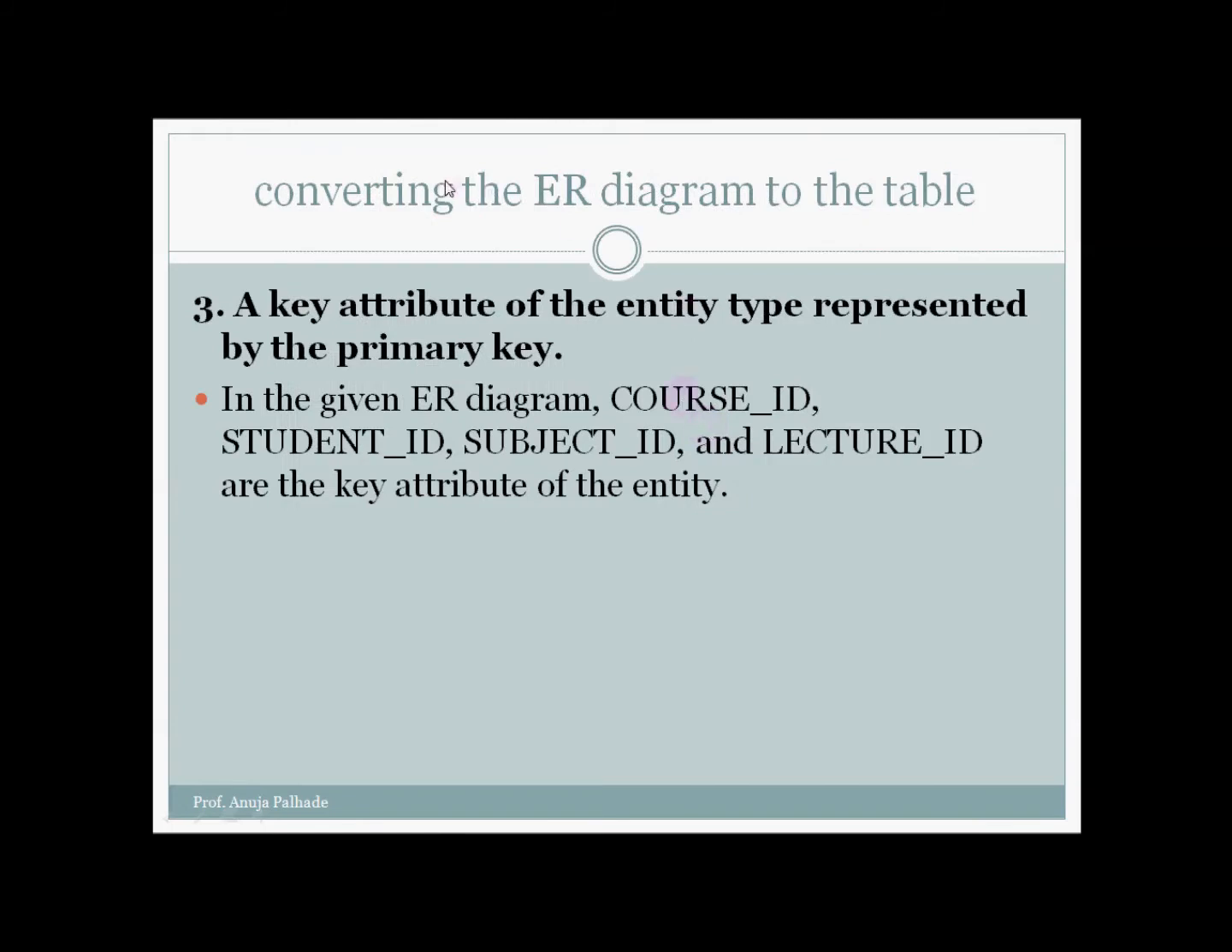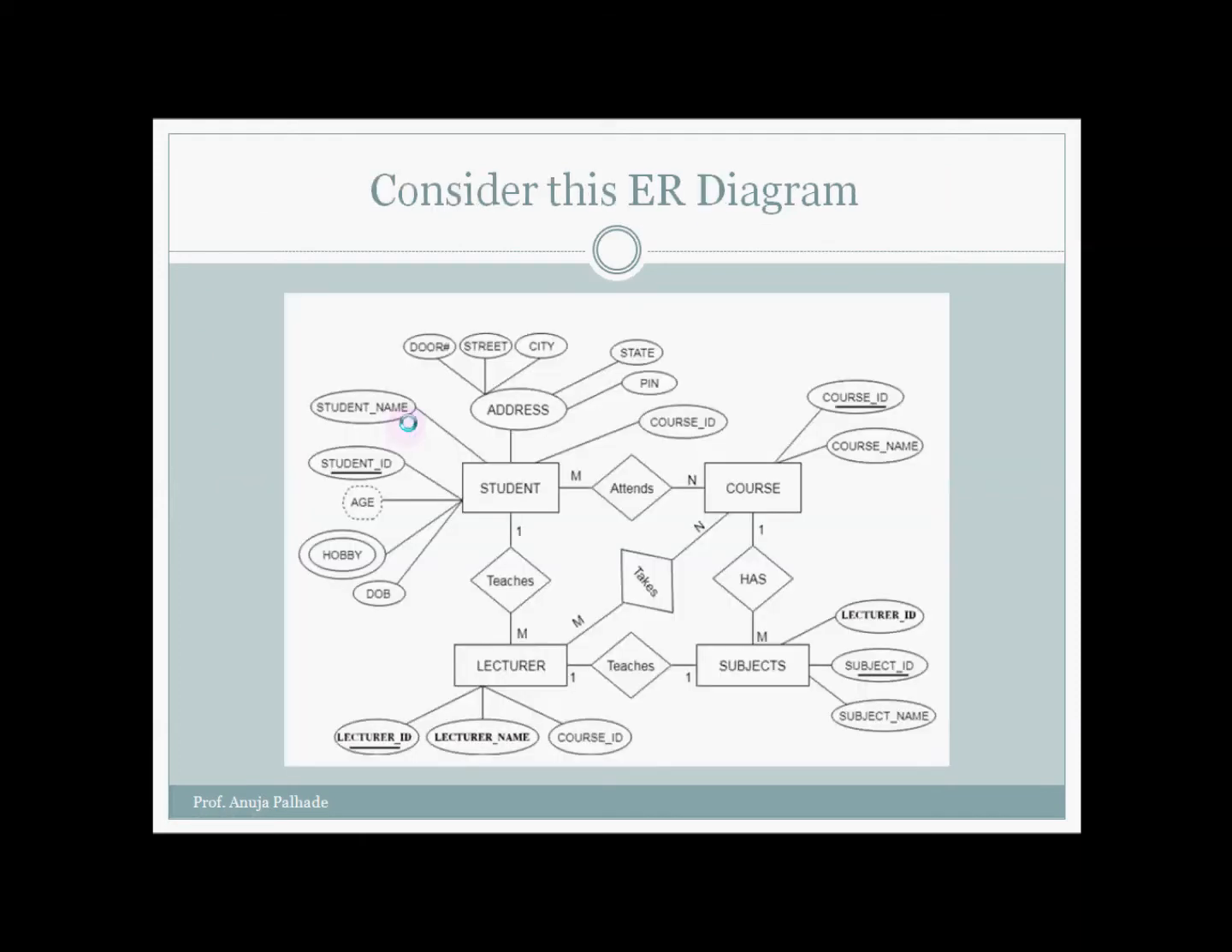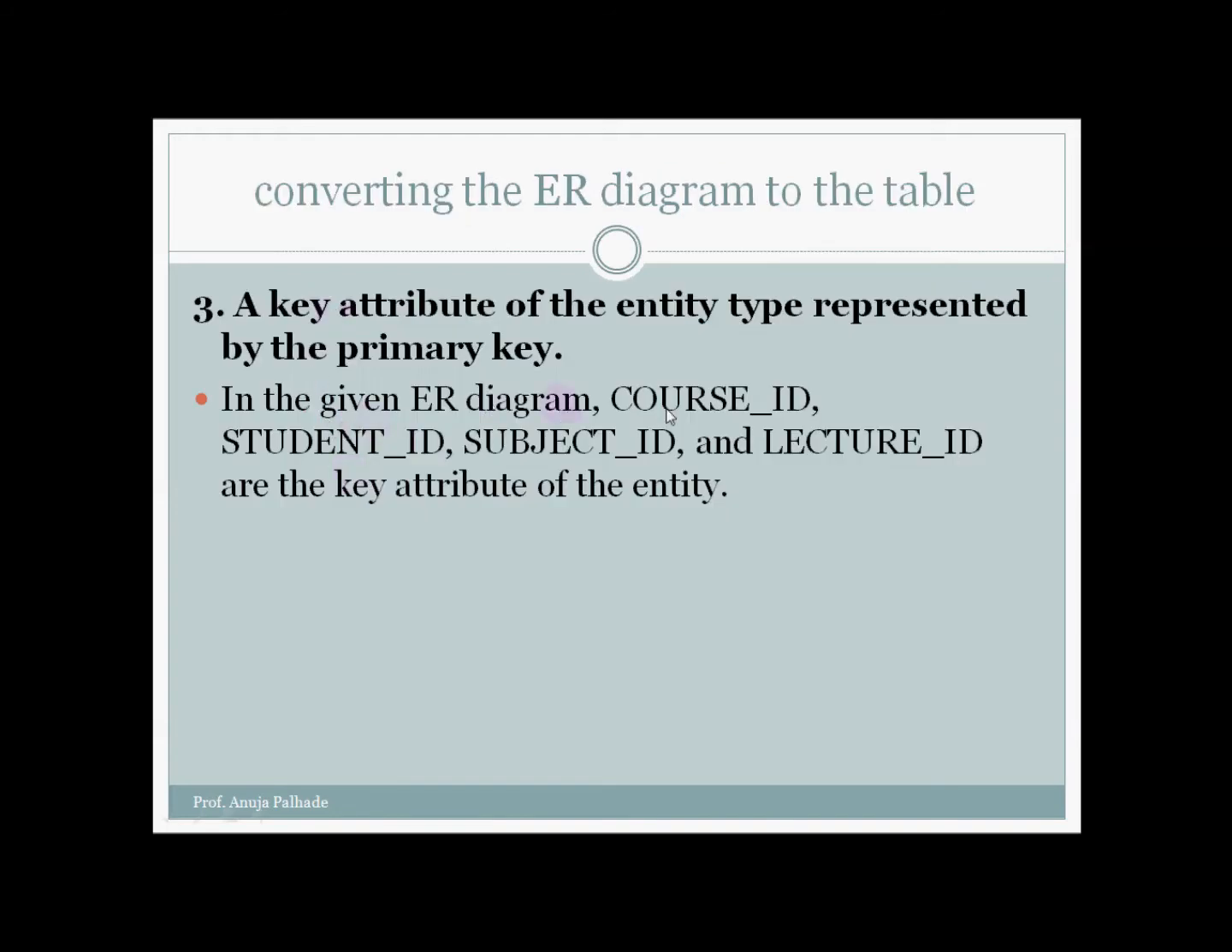The third point to convert the ER diagram into tables is that a key attribute of an entity type is represented by the primary key. A key attribute is shown by an underline. You can see here course ID, subject ID, lecturer ID, and student ID are the key attributes. In this ER diagram, course ID, student ID, subject ID, and lecturer ID are the key attributes and they become the primary key of that table.